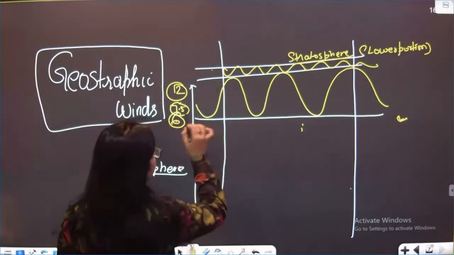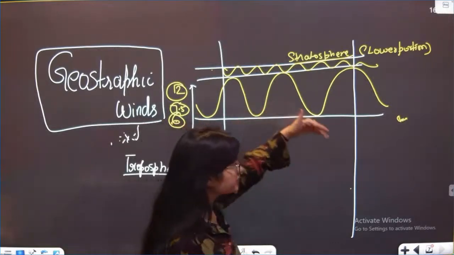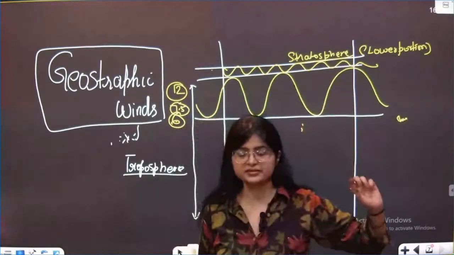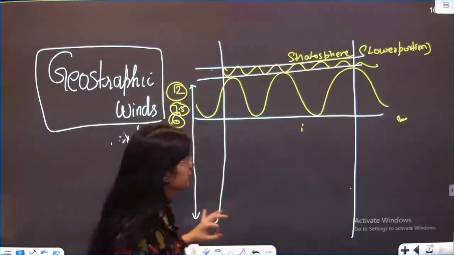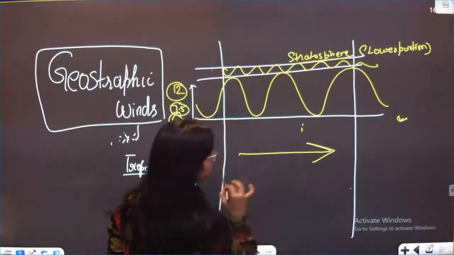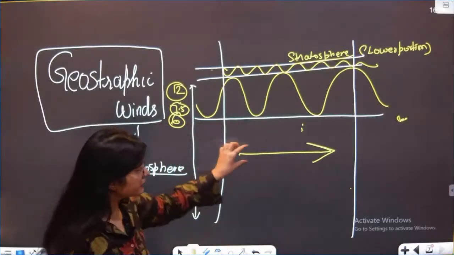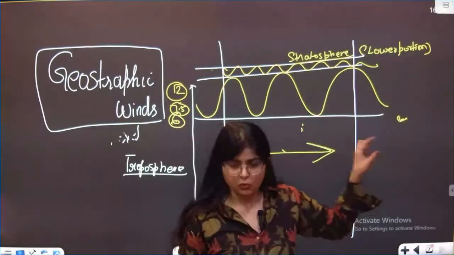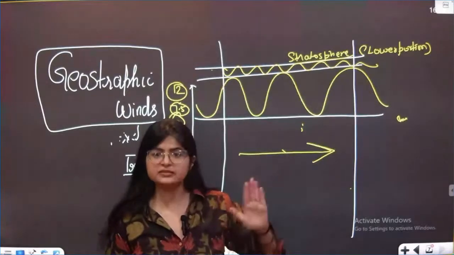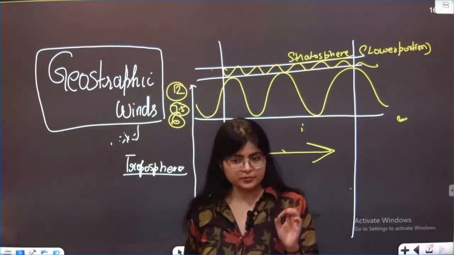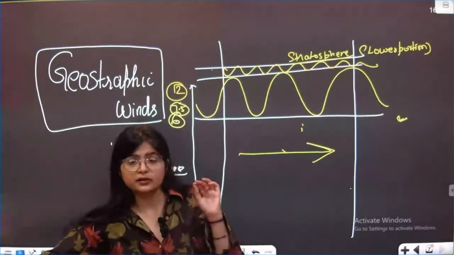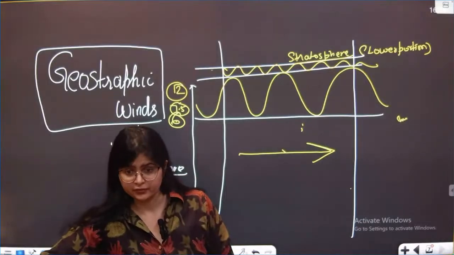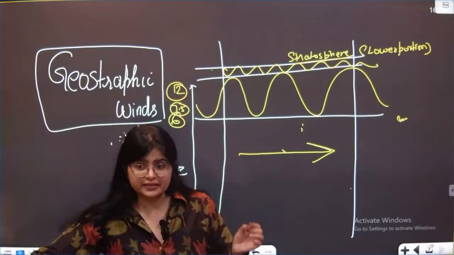Because the frictional force present in the upper atmosphere is less, it will be deflected like this. Why will it be deflected? There is only one reason for the deflection: Coriolis force. Please understand, it's a conceptually important thing that the Coriolis force just deflects the direction of the wind. It does not increase or decrease the speed of the wind.